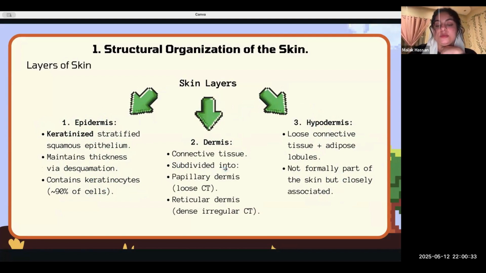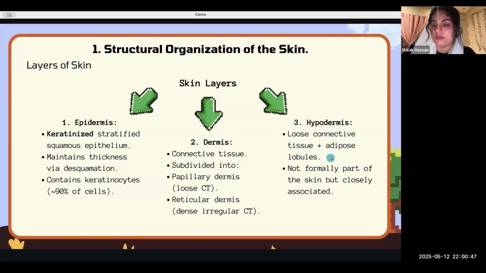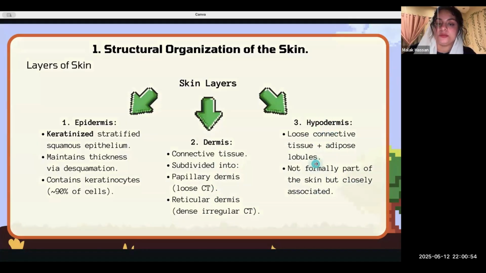As for the dermis, it is connective tissue that's subdivided into the papillary dermis and the reticular dermis. Papillary dermis has loose connective tissue, and the reticular dermis has dense, irregular connective tissue. Now, as for the hypodermis, you have loose connective tissue and adipose lobules, and they're not formally part of the skin, like we said, but they are closely associated, the hypodermis.